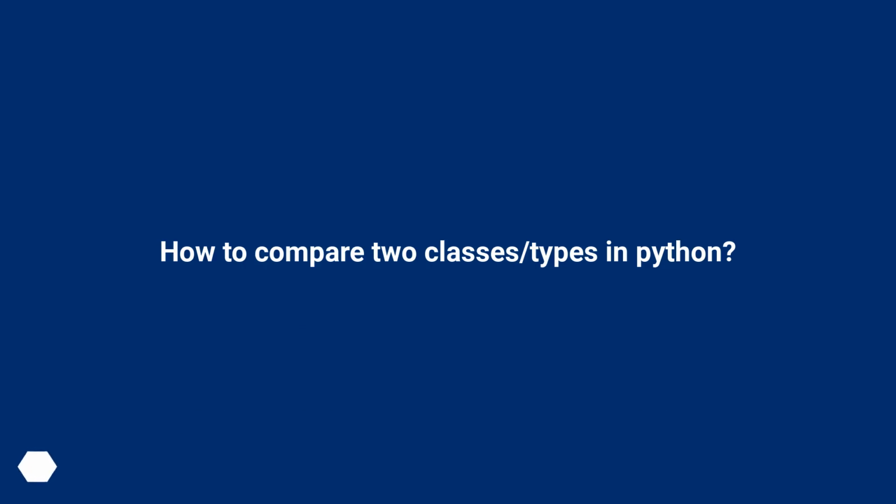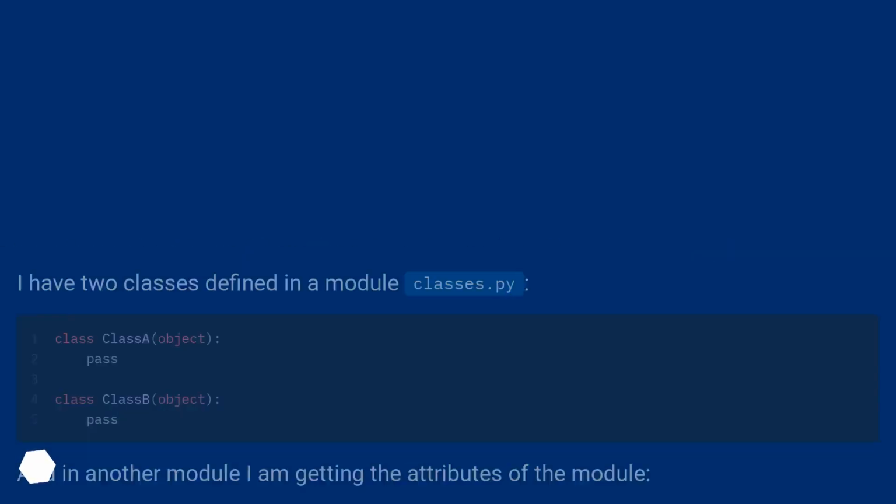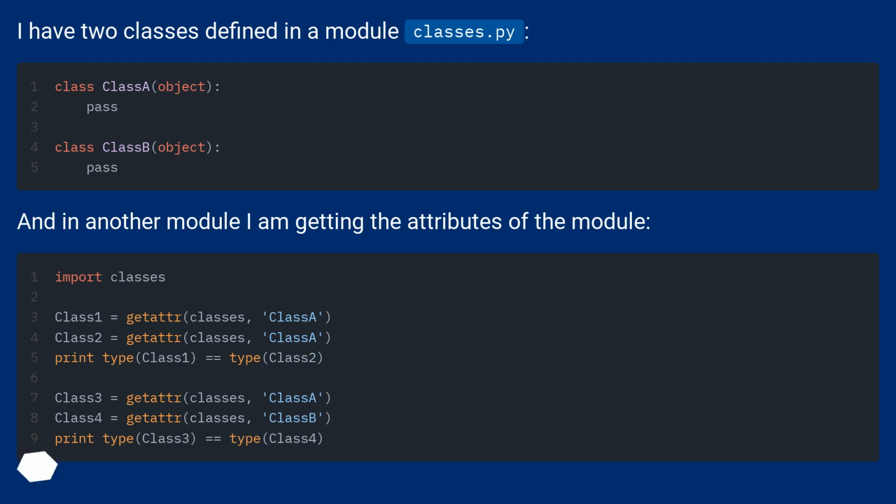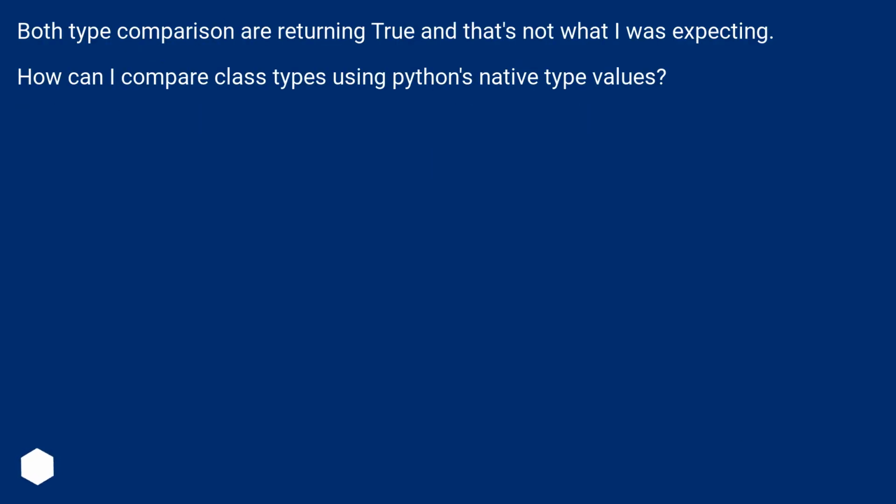How to compare two classes/types in Python? I have two classes defined in a module classes.py. And in another module I am getting the attributes of the module. Both type comparisons are returning true, and that's not what I was expecting. How can I compare class types using Python's native type values?